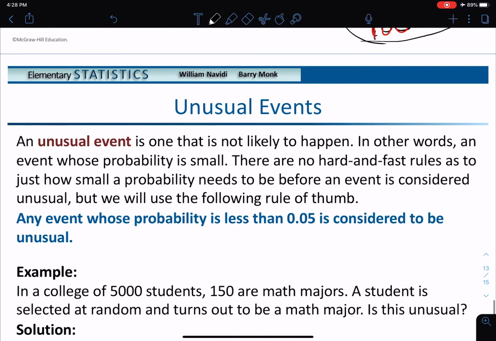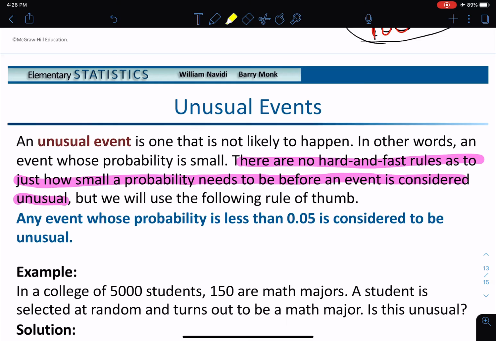An unusual event is one that is not likely to happen. So if someone says that's unusual, well, can we put a math number on that, or do we just say unusual? In other words, an event whose probability is small. There are no hard, fast rules. I don't like that when there's no hard, fast rules. There are no hard, fast rules to justify how small the probability needs to be before it's considered unusual. There is a rule of thumb, though.